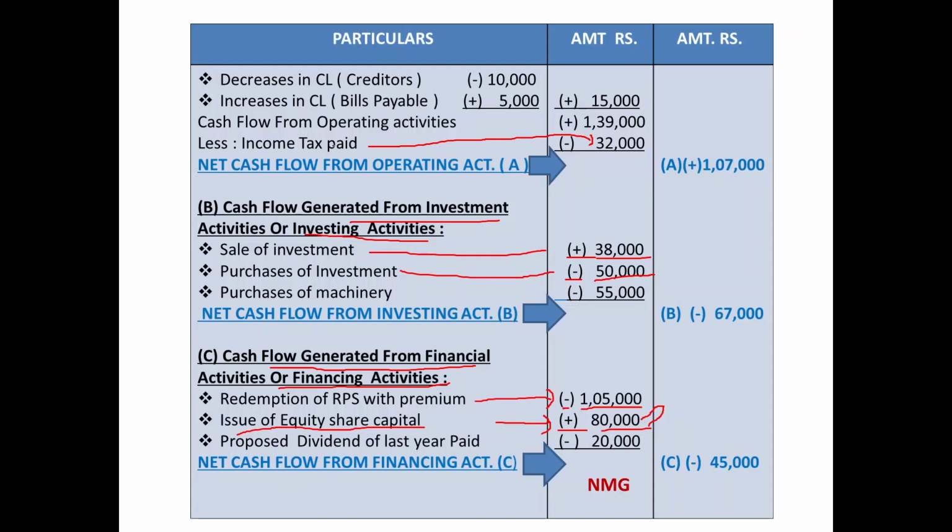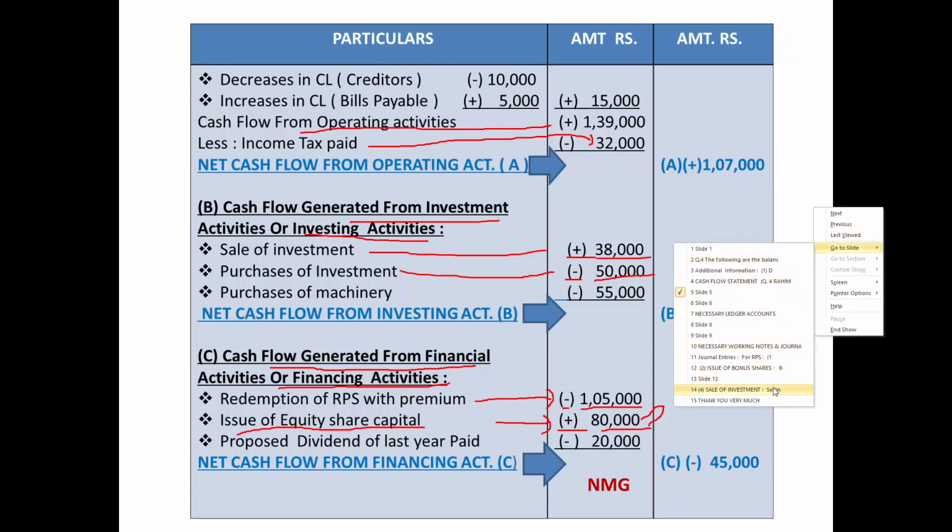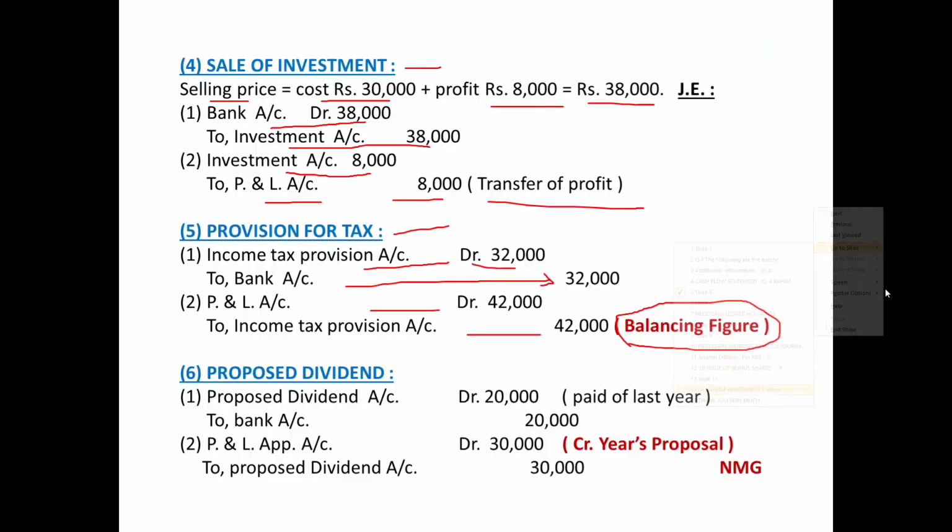Once you decide the cash flow from operating activities, later these have to be reported separately and last, first the title, below it, income tax paid. And now the last: proposed dividend of the last year has also been paid. Whether the question states it or not, you have to do it.